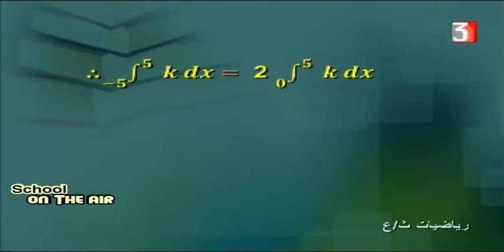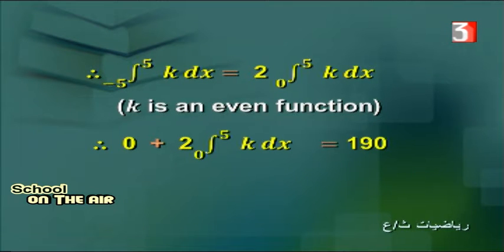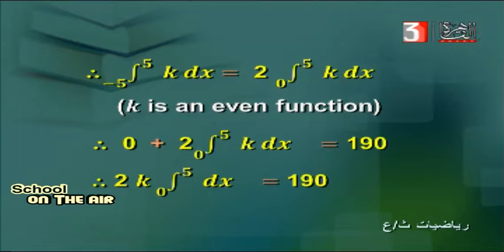and the definite integral of k dx from negative 5 to 5 equals 2 times the definite integral of k dx from 0 to 5, k is an even function. Then 0 plus 2 times the definite integral of k dx from 0 to 5 equals 190. Then 2k times the definite integral of dx from 0 to 5 equals 190. Then 2k times x from 0 to 5 equals 190.